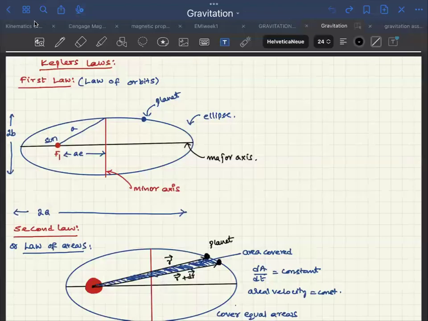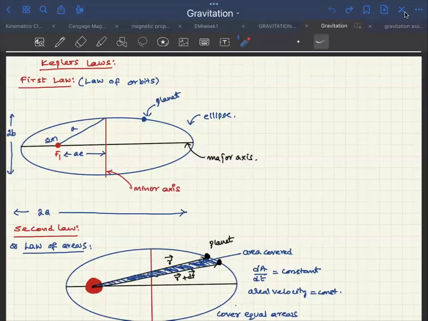By this time you would have learned something about the ellipse in mathematics, even in 10th class. Please try to understand. An ellipse has two focus points. You can see that over here. One focus is here, the other focus is here.